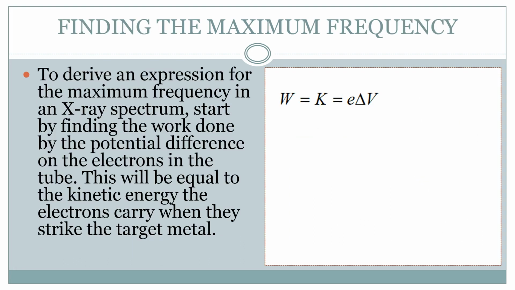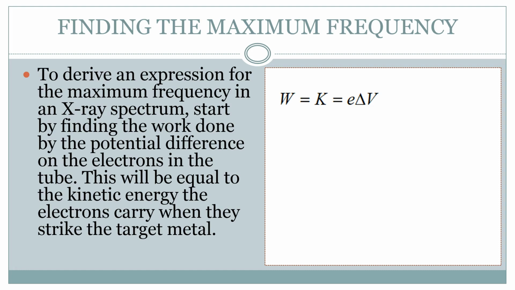Now, we'll just have a look at a quick derivation of a formula which will allow us to calculate the maximum frequency, and then after that we'll go on to consider the characteristic peaks. But firstly, to derive an expression for the maximum frequency in an X-ray spectrum, we have to first understand that as these electrons move between the two ends of the X-ray tube, work is done on them by the large potential difference. And the work done on them by the large potential difference will be given by e delta V, where e is the charge on the electron, and delta V is the potential difference across the tube.